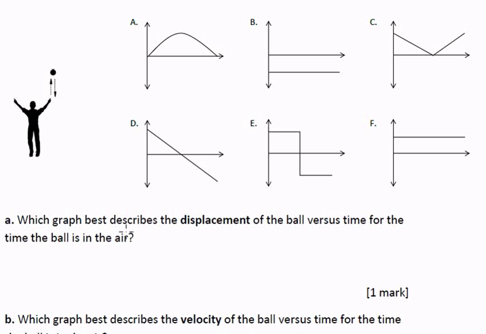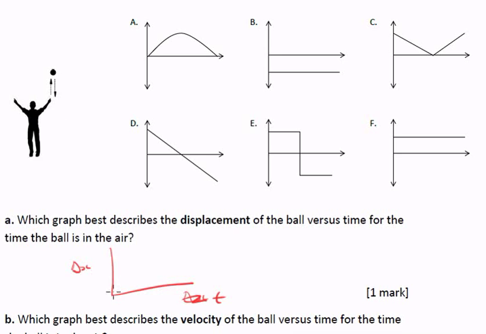So the ball goes up, the ball comes down. Which best describes the displacement of the ball versus time for the time the ball is in the air? So which of these graphs shows how the displacement, so we're going to have how x changes. I'm going to have time and we're going to have x up here.